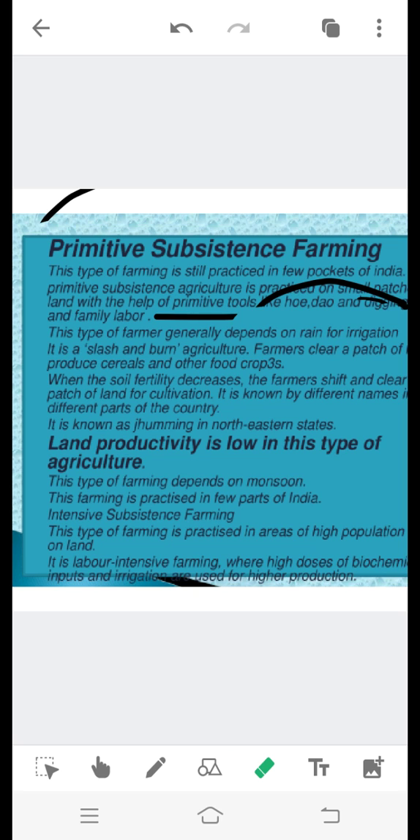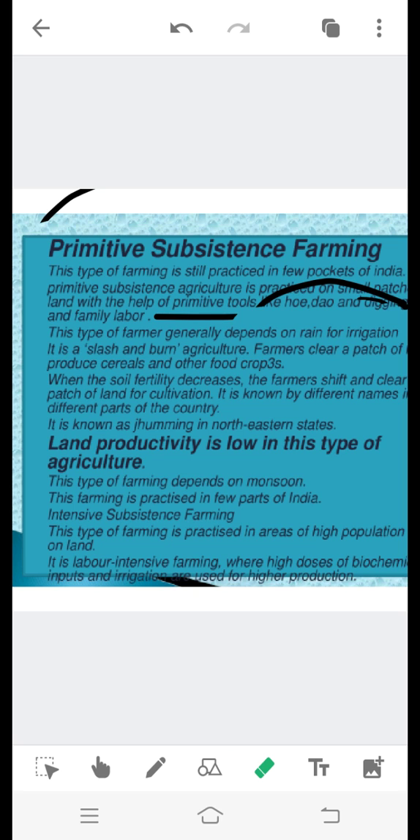It is known by different names in different parts of the country. It is known as jhuming in northeastern states. It has various other names as well. For example, slash and burn agriculture is known as milpa in Mexico and Central America, Conuco in Venezuela, Roca in Brazil, Masalo in Central Asia, Ladakh, Indonesia, and many more.